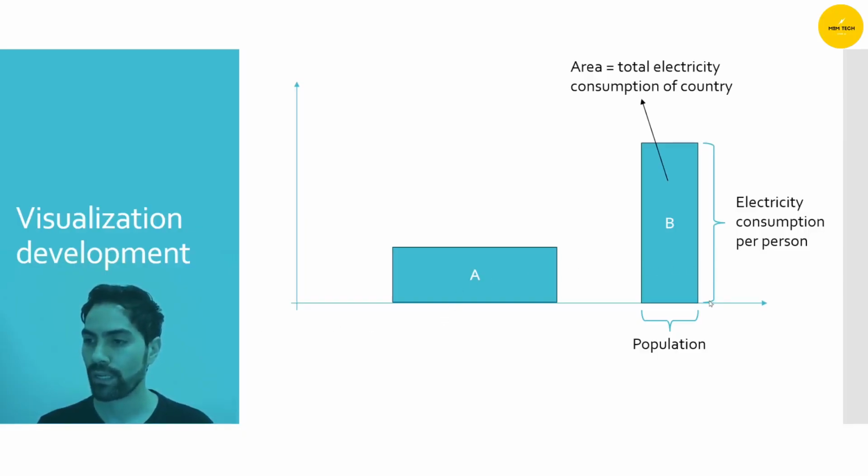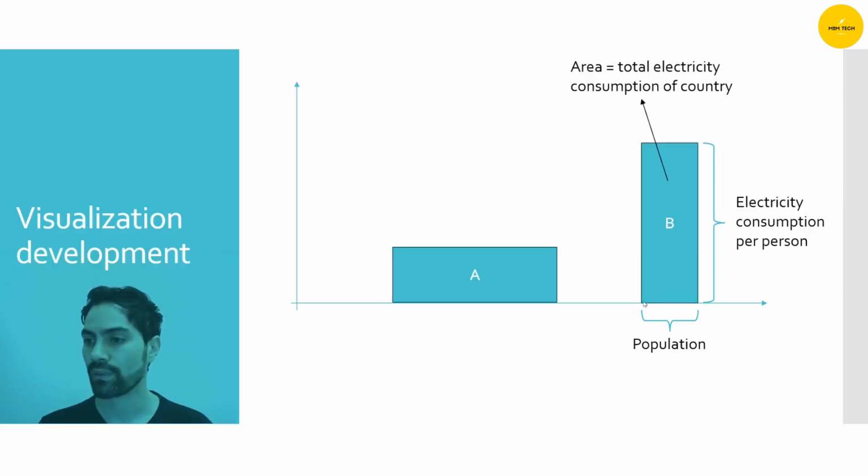To do that, the idea that I came up with is to represent each country by a block. The height of the block would be the electricity consumption per person, and the width of the block would be the population of that country. And the area of the block would be the total electricity consumption of that country. Because if you multiply the electricity consumption per person times the population, you get the total electricity consumption.